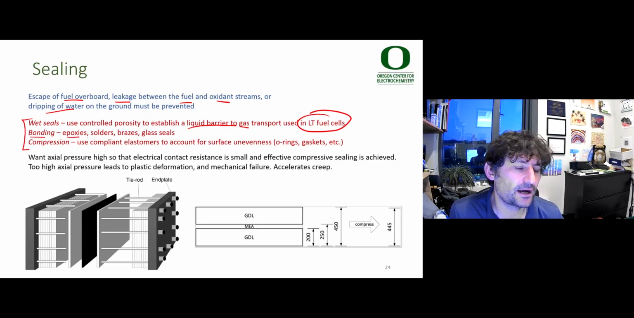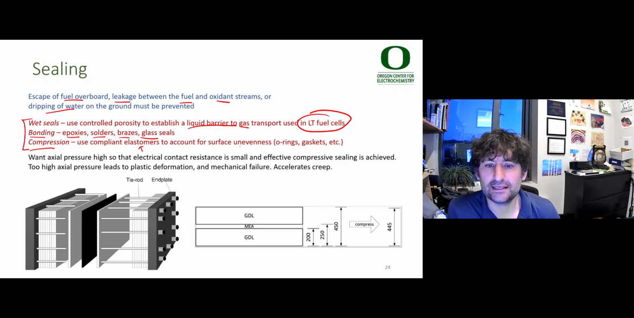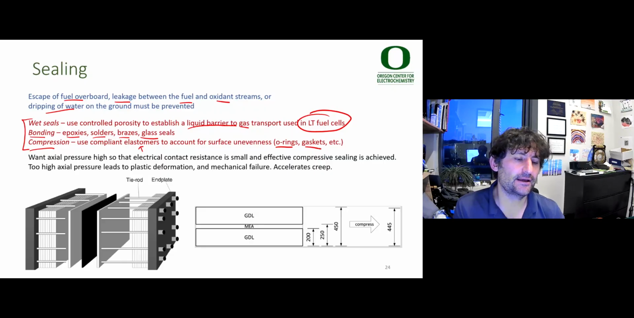Bonding, for example, epoxies, solders, brazes, glass seals. Compression is commonly used where you have a compliant elastomer. An elastomer is typically a rubber or a gasket to account for surface unevenness. There you go, O-rings and gaskets, and you compress them to get those gaskets to fill all those rough surface areas to prevent any leakage.